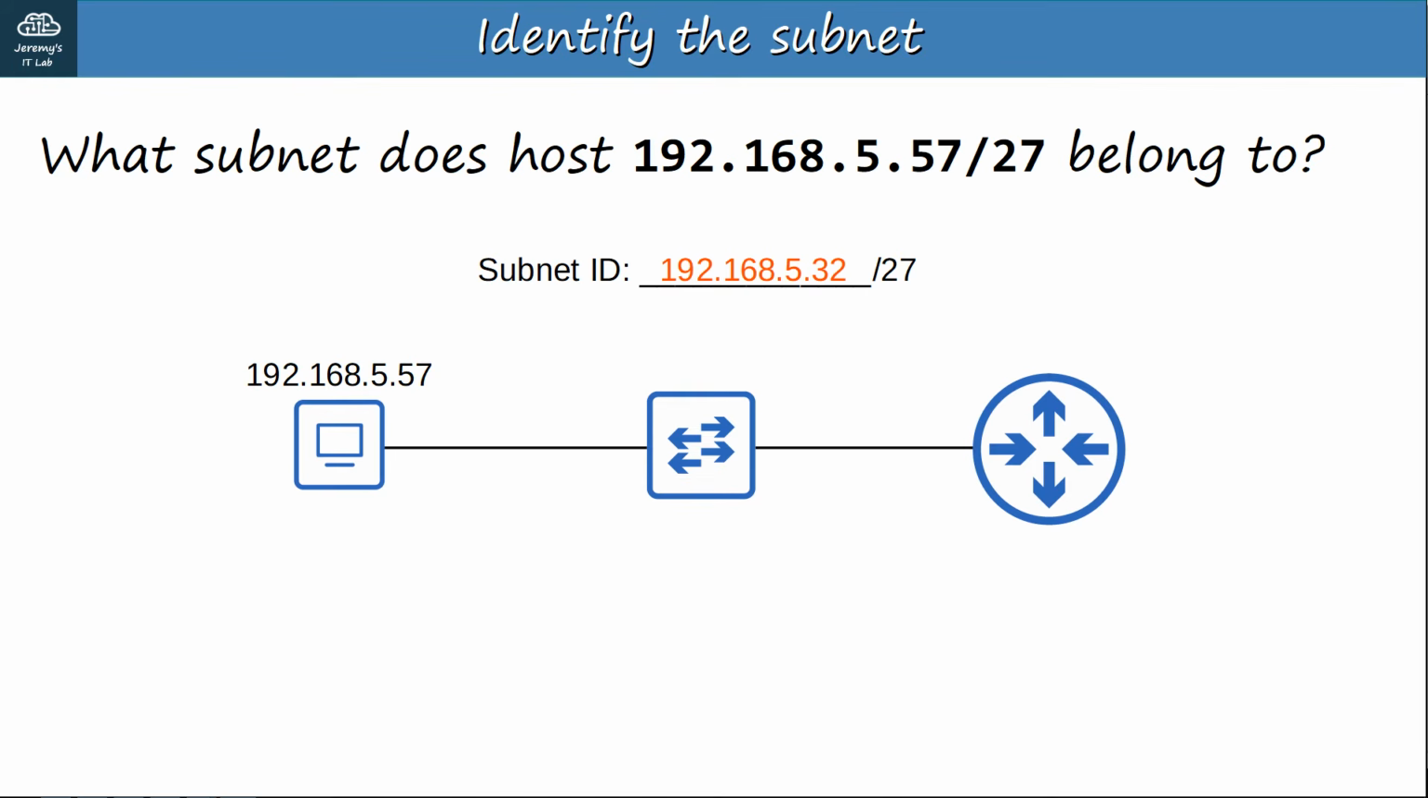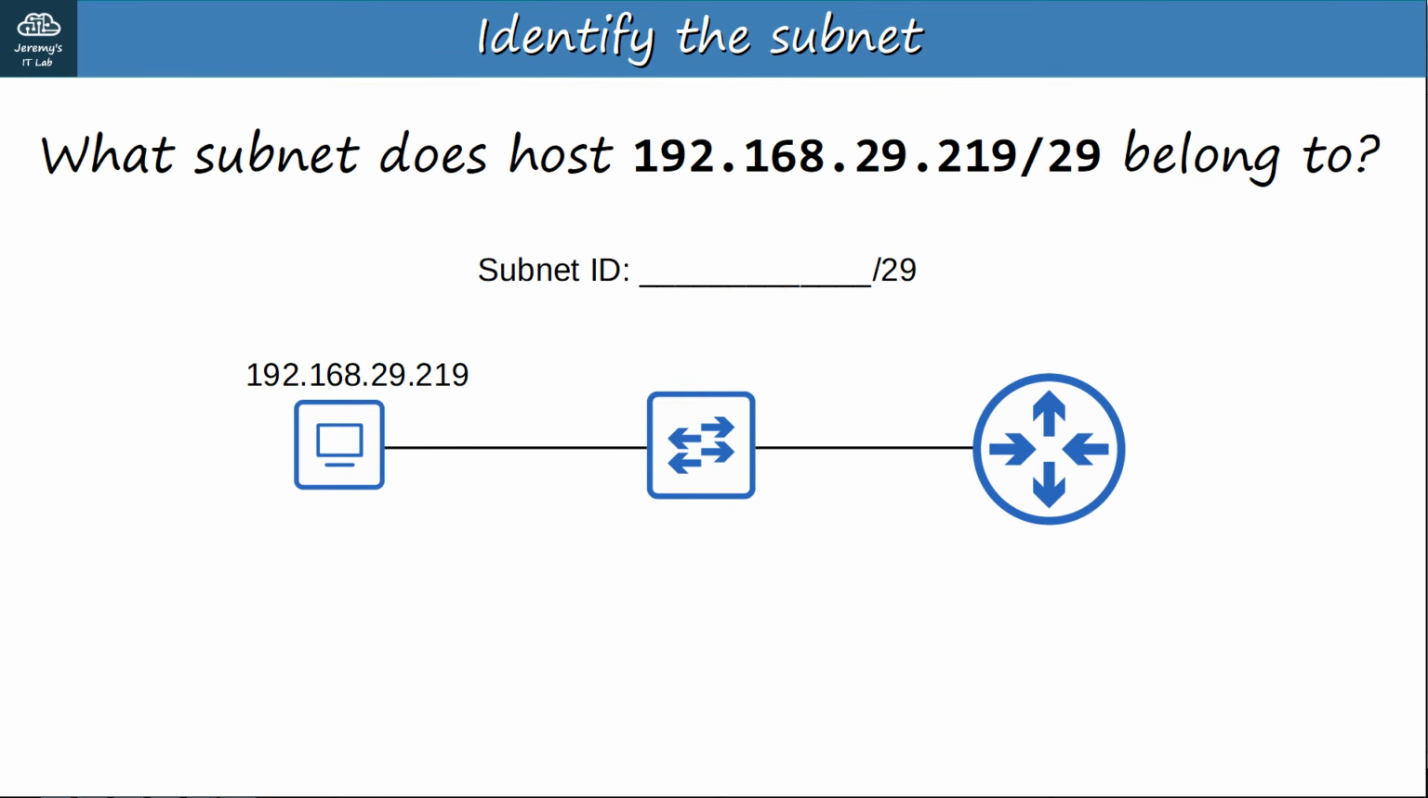The host, 192.168.5.57/27, belongs to the subnet 192.168.5.32/27. Let's do one more for practice. What subnet does host 192.168.29.219/29 belong to? Pause the video now and try to figure out the answer for yourself.